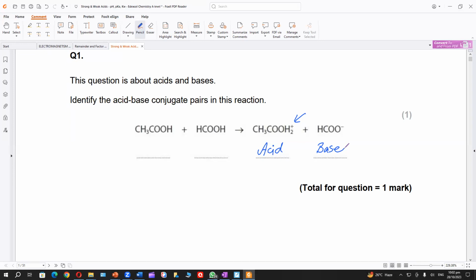But how do you know which is acid and base on the left side? For the right side, I can understand that. But what about the left side? It's a very tricky question because many people remember that CH3.